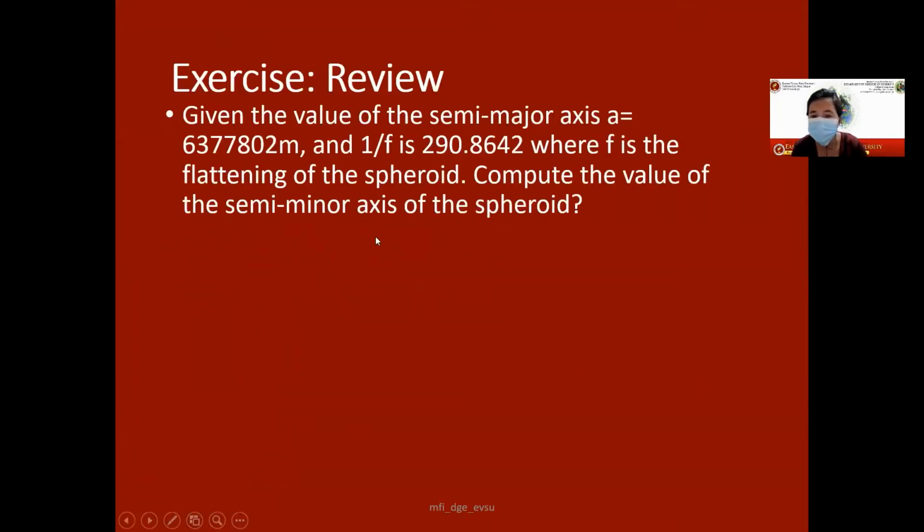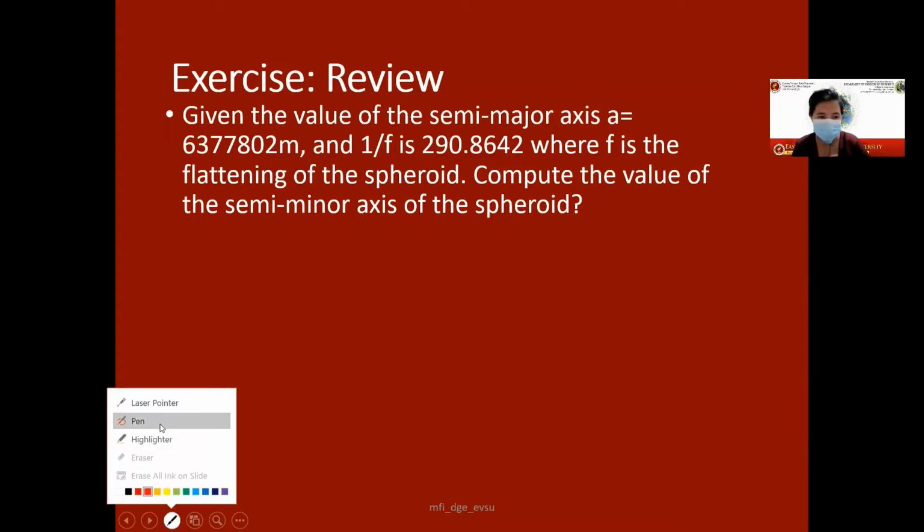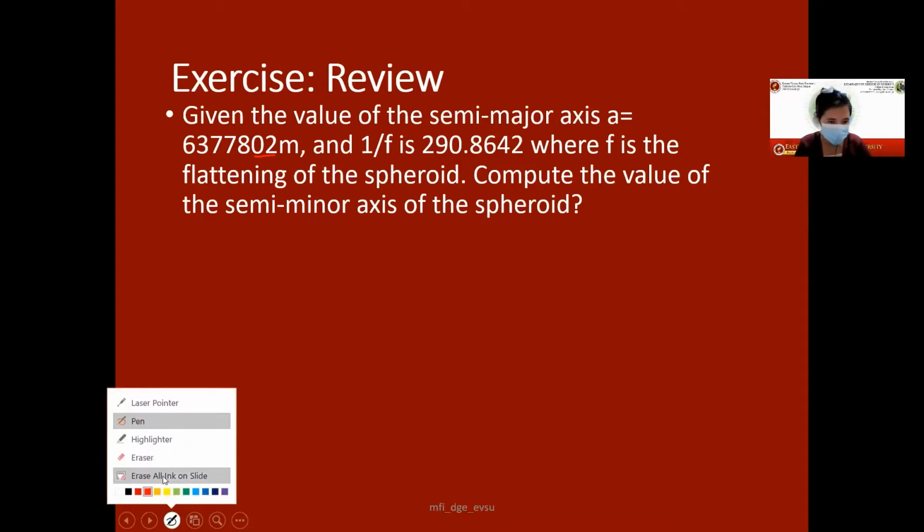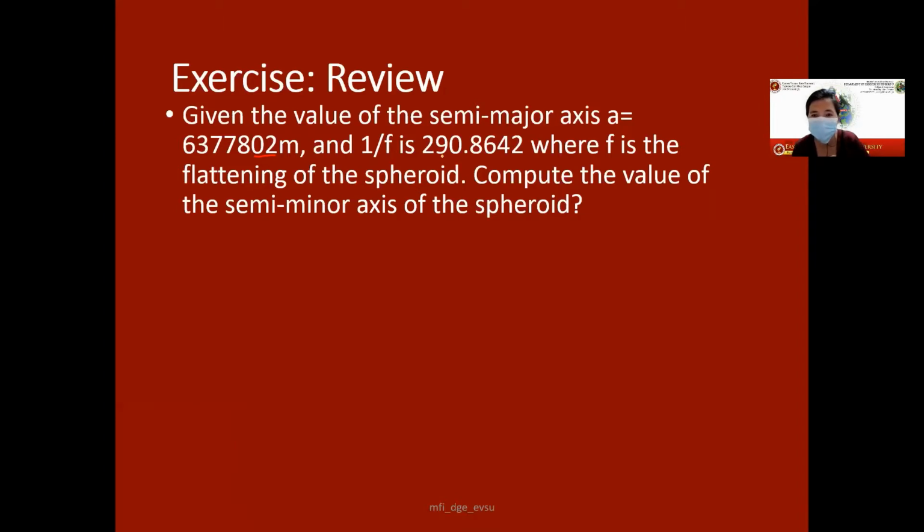So you are given the value of a semi-major axis, which is A, 6377802 meters. This is denoted as A. And then 1 over F is 290.8642. We don't know what is the name of this spheroid, and F is the flattening of your spheroid. So we are going to compute for the value of a semi-minor axis, which we usually denote as B. So let's have first the given.